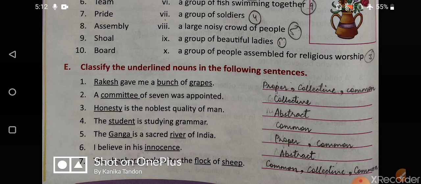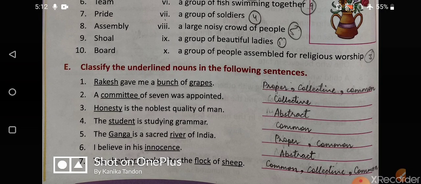Honesty is the noblest quality of man. Honesty is an abstract noun because honesty is a feeling. The student is studying grammar. The student is a common noun. The Ganga is the sacred river of India. The Ganga is a proper noun because it is a name of a sacred river, and river is a common noun. I believe in his innocence. Innocence is a feeling, and it will be categorized under abstract noun.